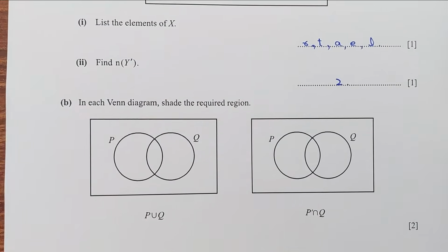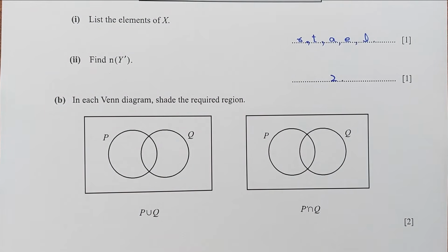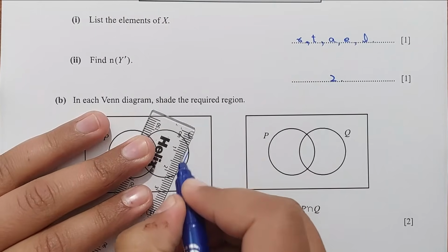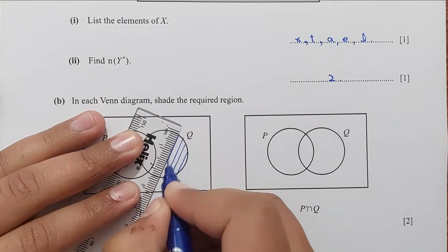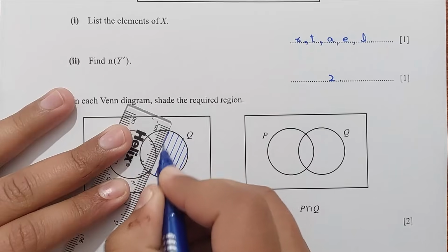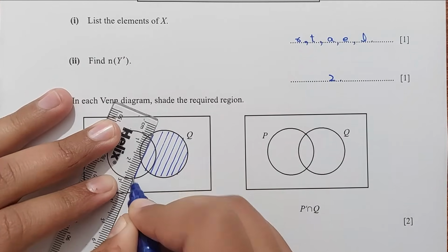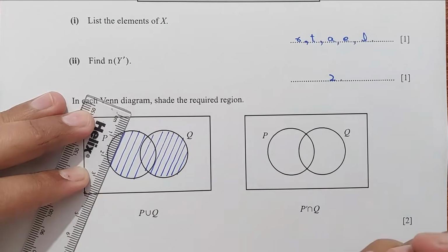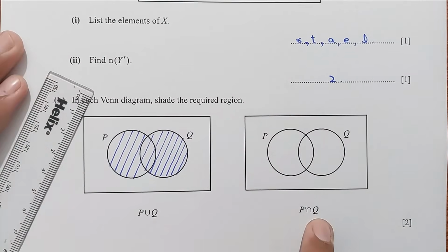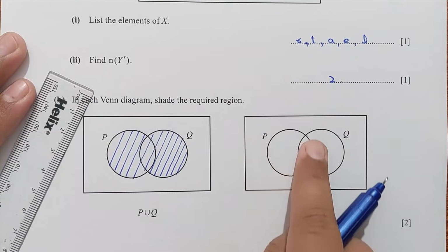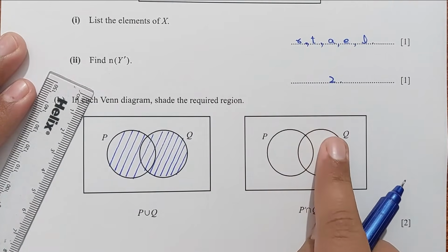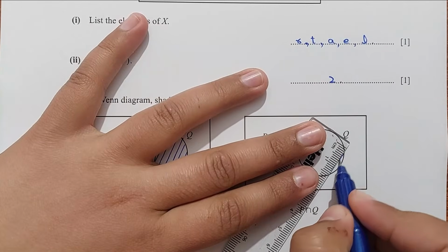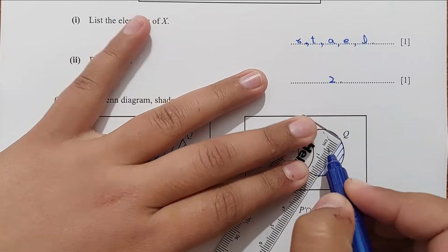Now for part B, in each Venn diagram, shade the required region. P union Q. P and Q, it's the union. This would be the shaded region. Now P complement intersection with Q. The P complement is the region outside of P, and its intersection with Q is the region that is going to be the shaded one.